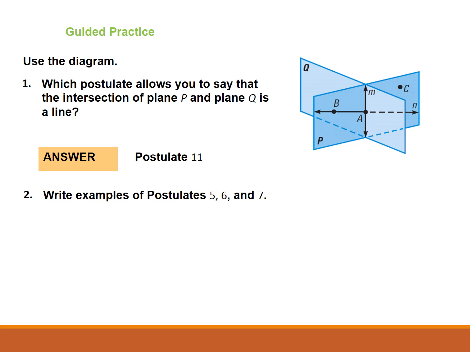All right, now let's look at postulates 5, 6, and 7. Refer to those and see if you can write down what postulate 5 says using the letters and the planes, what postulate 6 says using the letters and the planes, and postulate 7. Remember to pause.